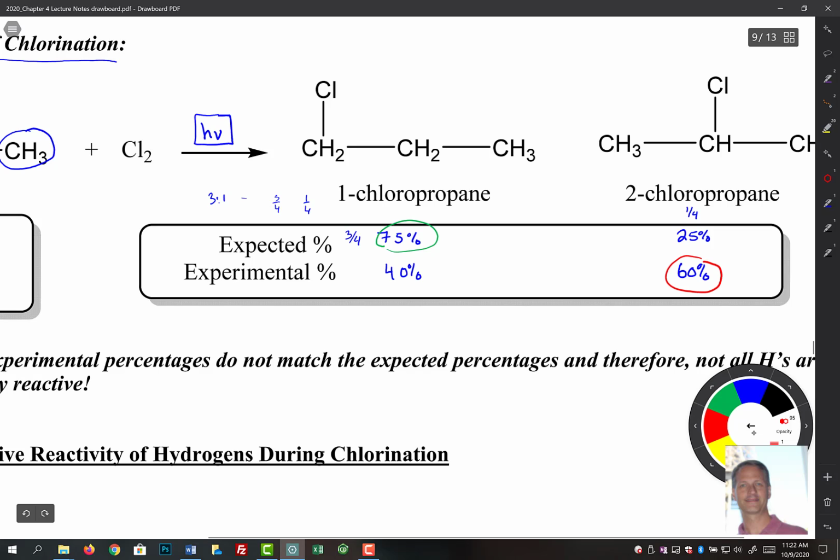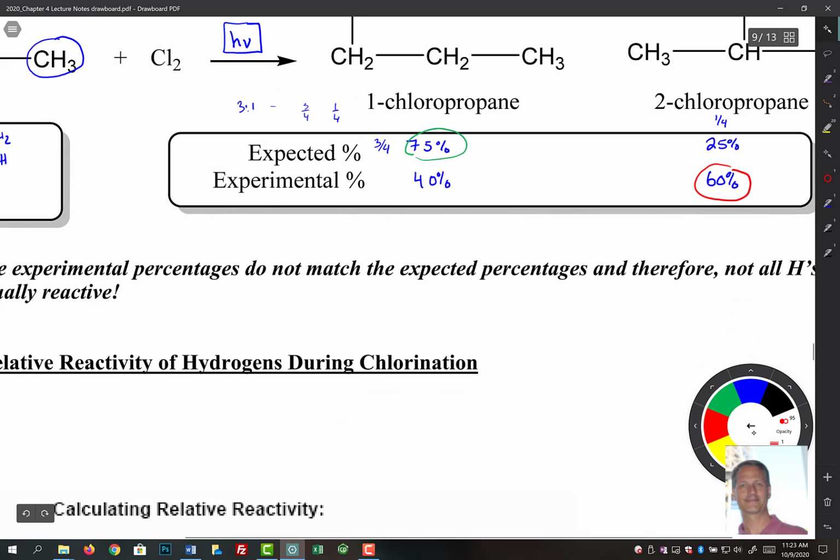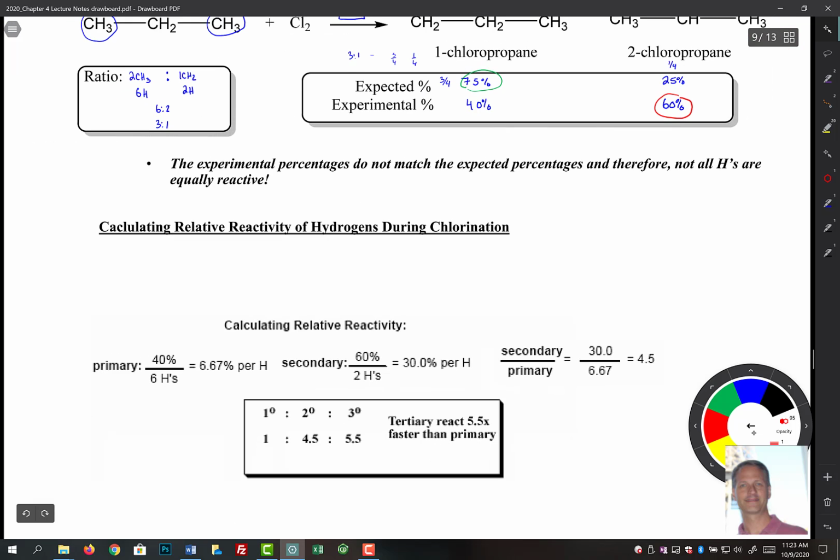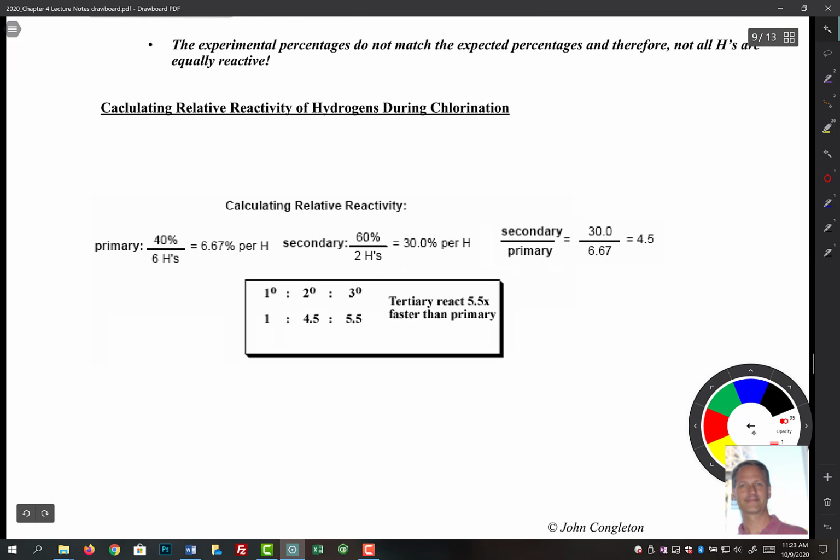So we got more of the product that we expected less of. So the experimental percentages do not match the expected percentages, right? Therefore, when we look at this, not all H's are equally reactive, right? So there's a factor that we have to consider here. And it's interesting the way that we can calculate this. So we can calculate relative reactivity.